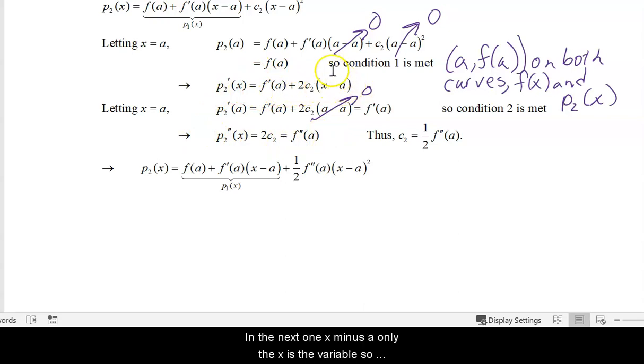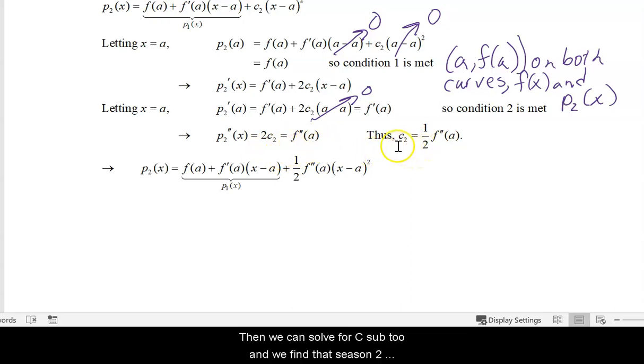In the next one, x minus a, only the x is the variable, so the derivative will simply be its coefficient, 2c2. That will lead to the conclusion that the second derivative of p2 at x will be a constant, 2c2. To make the third condition be met, we need the second derivative of p sub 2 to be equal to the second derivative of the function at a. That means that the second derivative of f at a must also be 2c2.